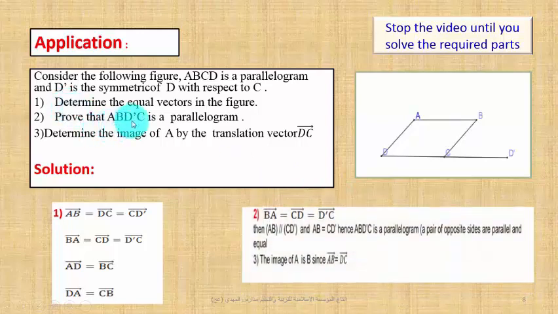2. To prove that ABD prime C is a parallelogram, we said in part 1 that vector BA equal to vector CD equal to vector D prime C. This gives us that AB is parallel to CD prime. These two lines are parallel, and AB is equal also to CD prime. So we can say that ABD prime C is a parallelogram since a pair of opposite sides are parallel and equal to each other. 3. The image of A by the translation of vector DC is B.